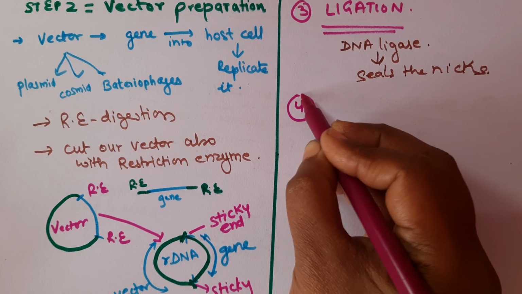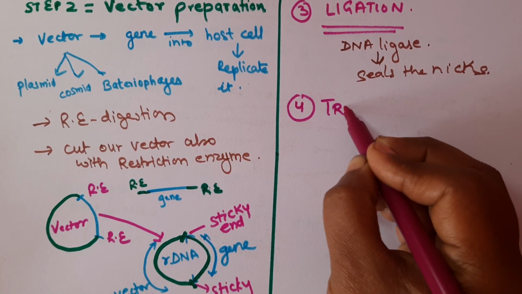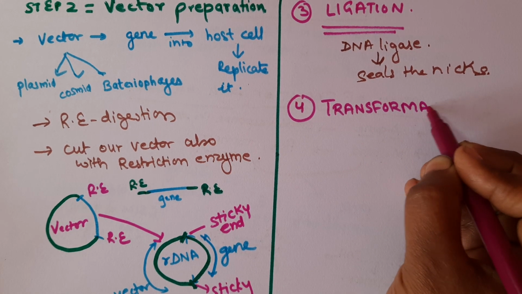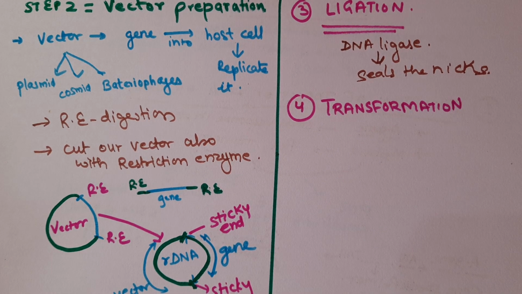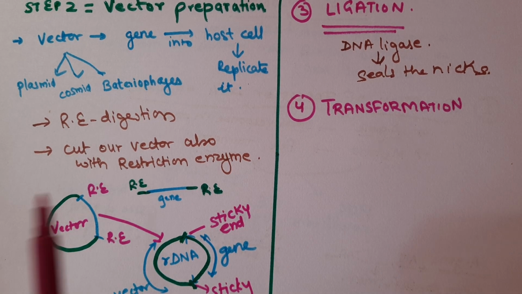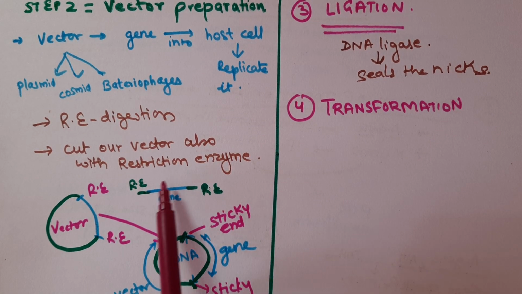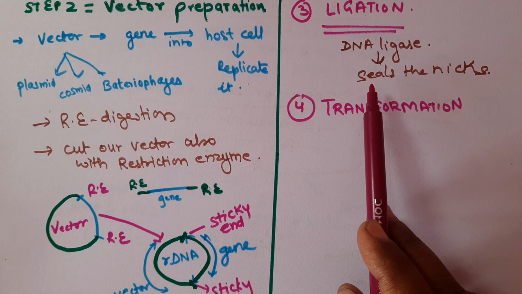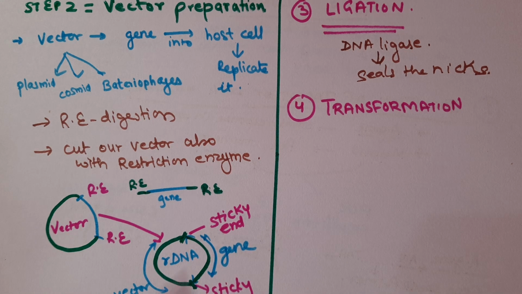Then comes step 4, that is the transformation. So guys, I will repeat it again. In the first step we selected our gene of interest and isolated it. In the second step we prepared the vectors, and then we did the joining of both the vector and the gene, and that process is known as ligation. Now we have our ligated product. Now this recombinant DNA molecule has to be introduced into the host cell, which is typically bacteria.